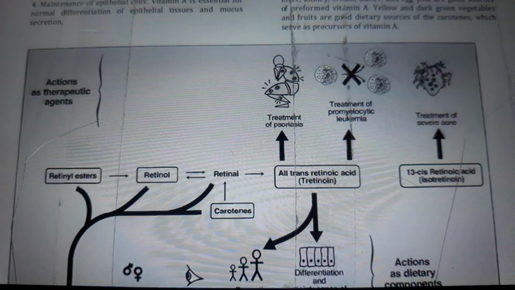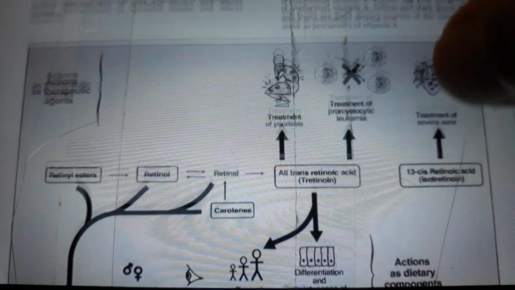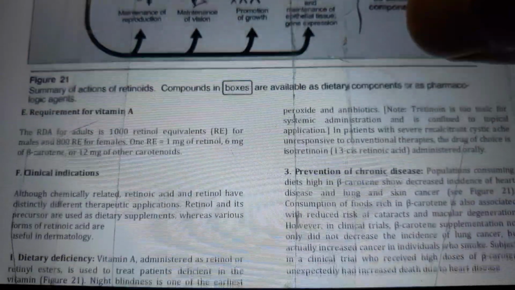Maintenance of epithelial cells. Vitamin A is essential for normal differentiation of epithelial tissues and mucous membrane. Mucus secretion.